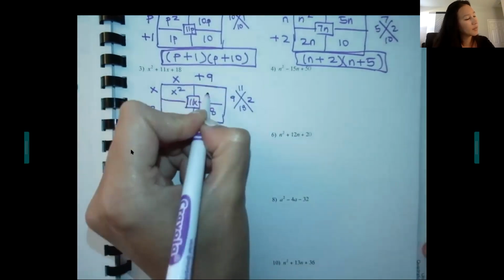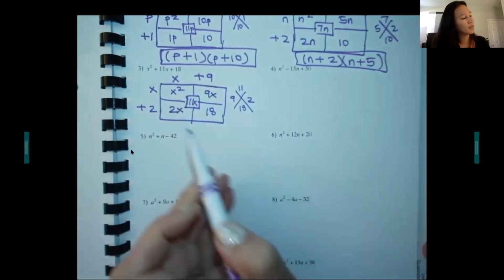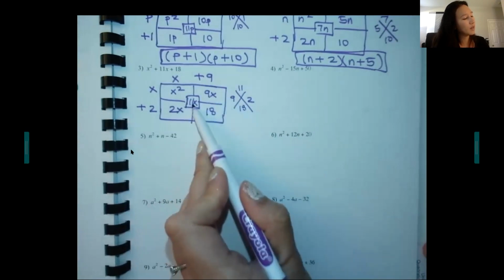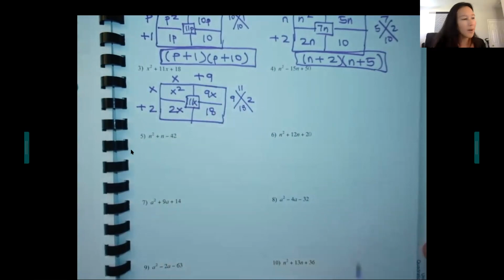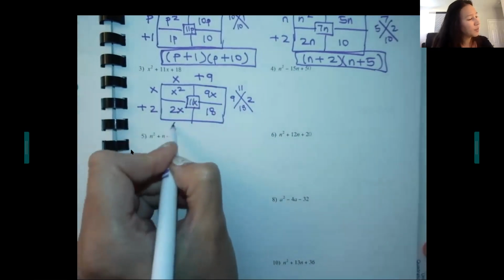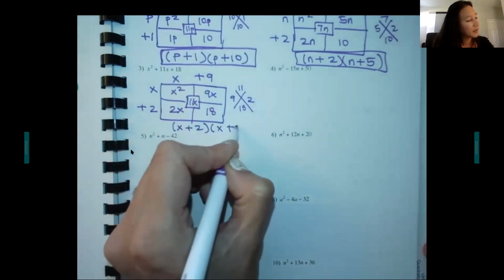Because x times 9 gives us 9x. 2 times x gives us 2x. So then those two boxes give us our 11x. 2 times 9 gives us our 18, which is exactly what we wanted. So the factored form here is x plus 2 times x plus 9.